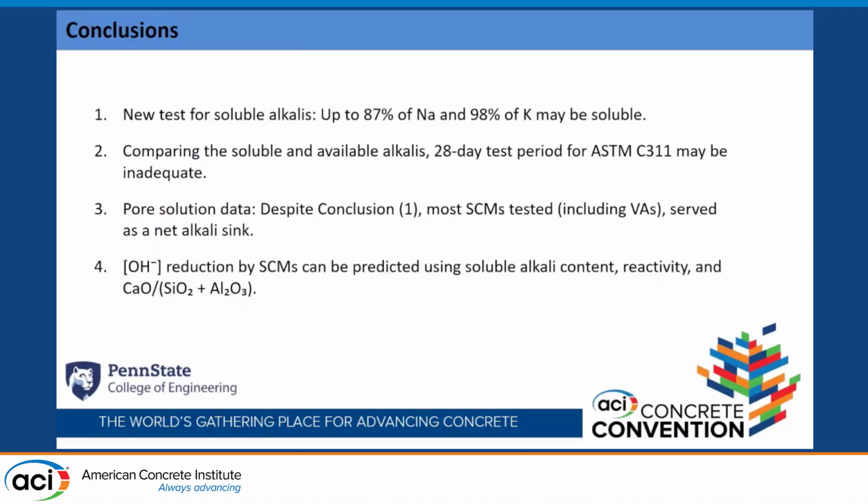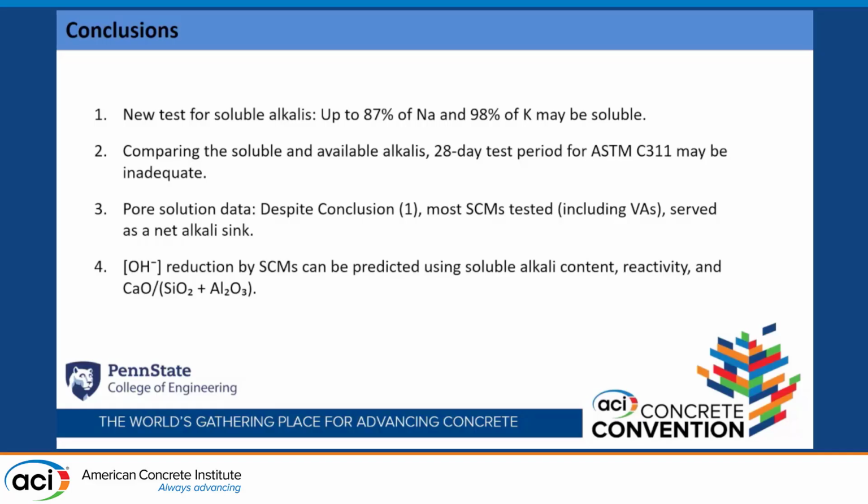Just to conclude, a new test method was suggested for determining the amount of soluble alkalis. Up to 87% of sodium and 98% of potassium might be soluble. Comparing the soluble and available alkalis, the 28-day test period for ASTM C311 available alkalis might be inadequate. Pore solution data shows that despite high soluble and total alkalis, specifically for volcanic ashes, they still serve as a net alkali sink, and they reduce the pH.